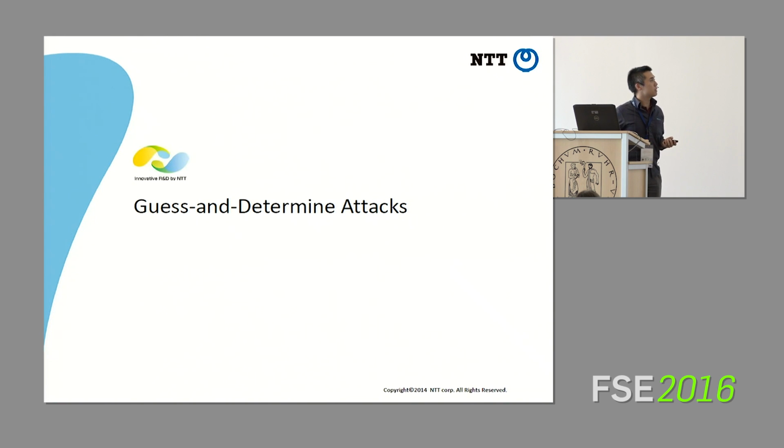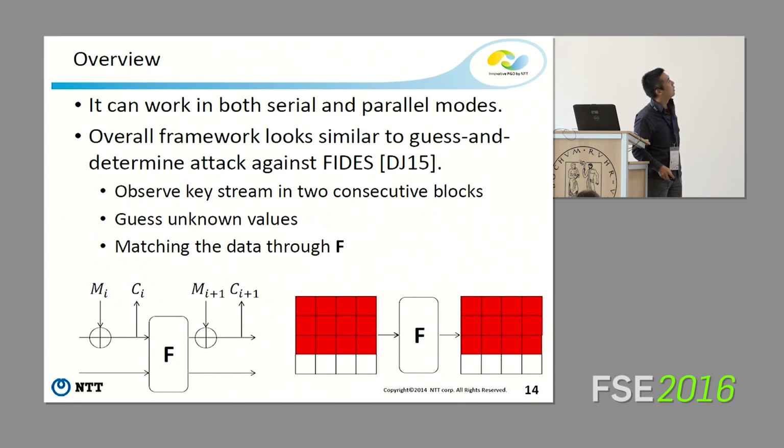Okay, so by using those properties, I want to explain some attacks. The first one is guess and determine. This works in both serial and parallel modes, so we don't have to use the parallel mode. The overall framework is similar to the guess-and-determine attack against Fitest proposed by Dinur and Jean. The overview is: first, observe the key stream in 2 consecutive blocks. Observing the key stream here gives you 12 words of knowledge, and this one gives you another 12 words. Then we guess some capacity values and propagate values through F and try to find a match to check the validity of the guess.